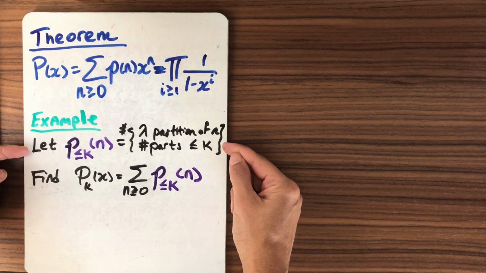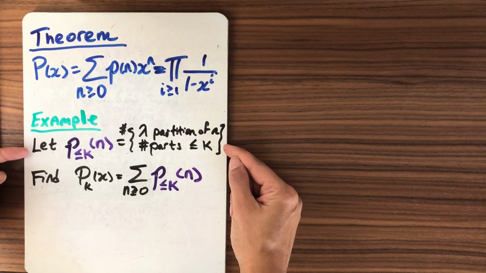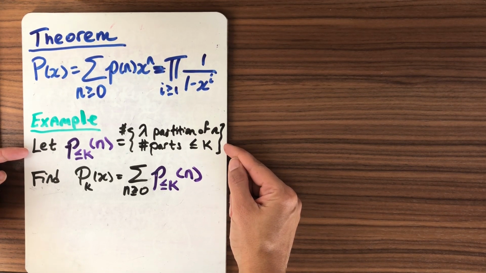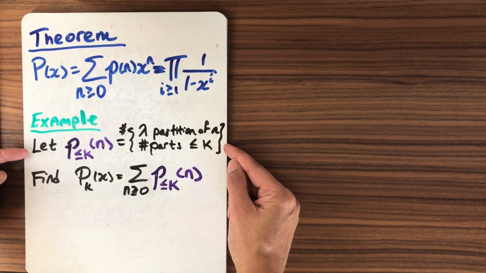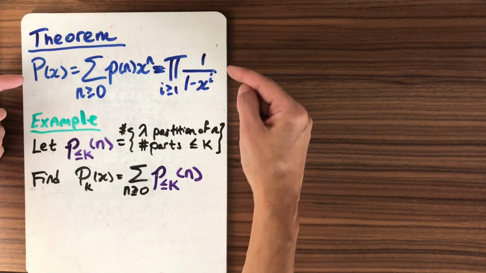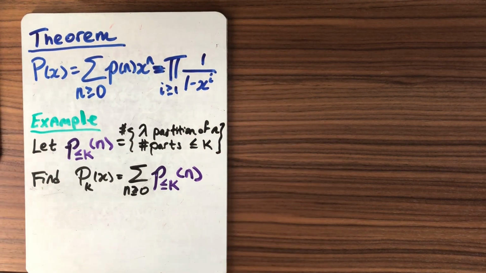Here we have p less than or equal to k of n. This is going to be the number of partitions of n with at most k parts. So now I'm bounding the number of parts. Let's see how we can use this formula to get a generating function for this.